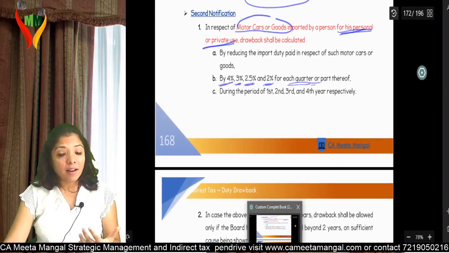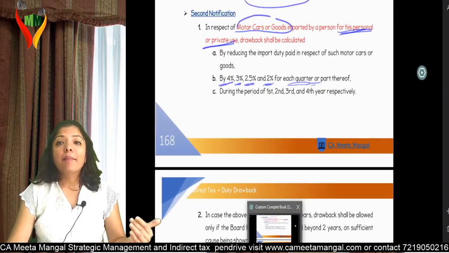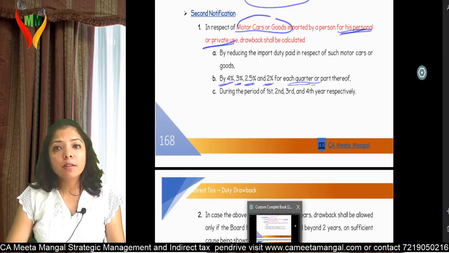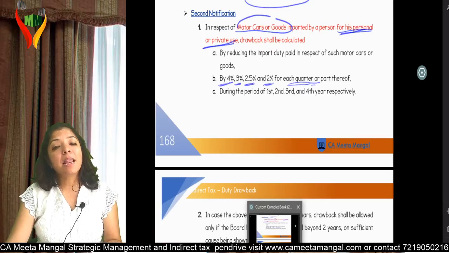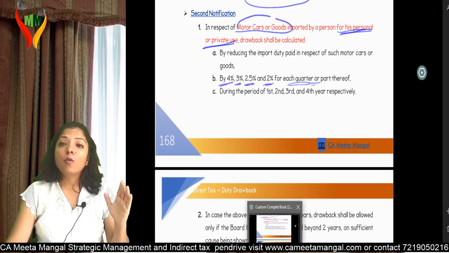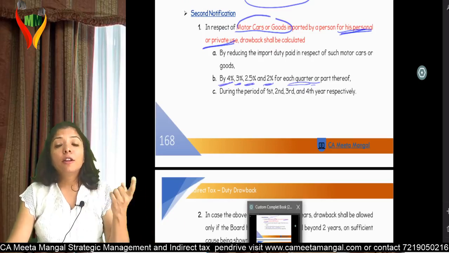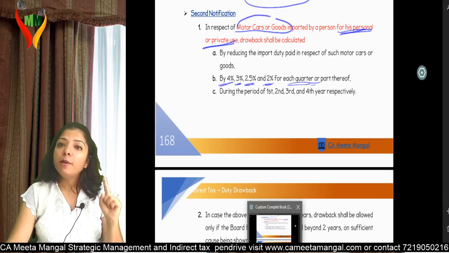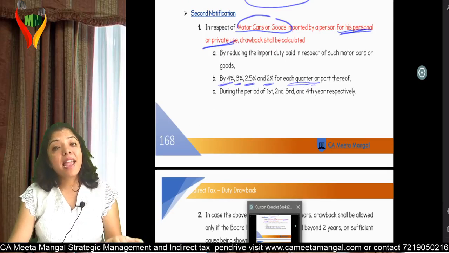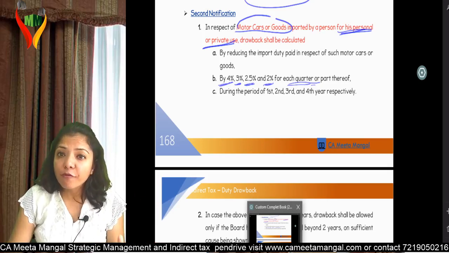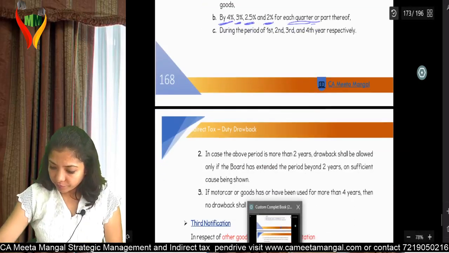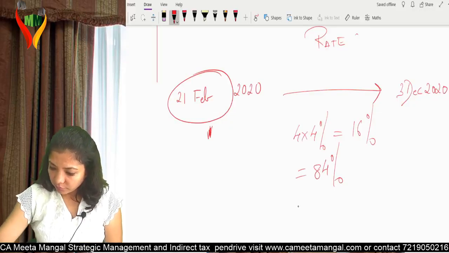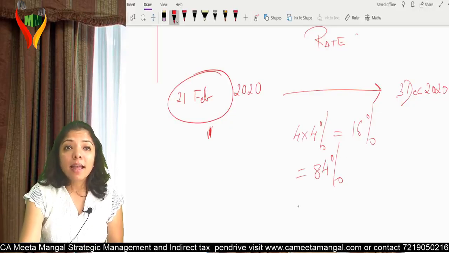If I am, what have I done? I have imported. I am using it for what purpose? For personal purpose. And then I'm exporting it again. So if I am exporting it in the first year, every quarter will be 4%. Second year, every quarter will be 3%. Third year, every quarter will be 2.5%. Fourth year, every quarter will be 2%. Am I clear?